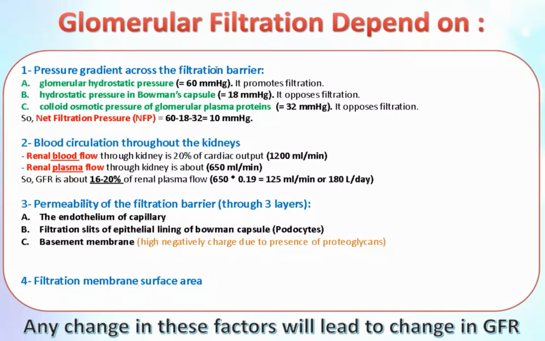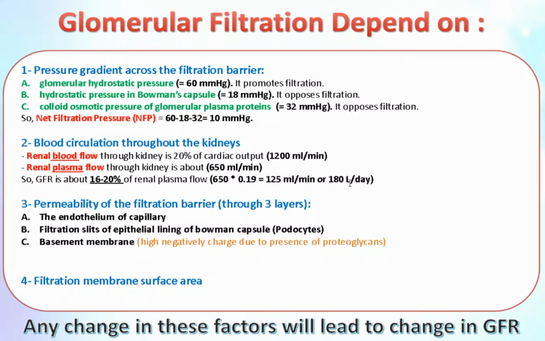But in the case of blood circulation through the kidney, RBF, renal blood flow, is 20% of cardiac output, which I already discussed, and renal plasma flow through the kidney is about 650 ml per minute. So GFR is about 16 to 20% of renal plasma flow. That means it is 180 liters per day. In this way, you can calculate GFR.